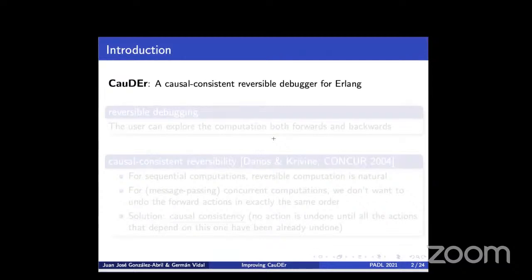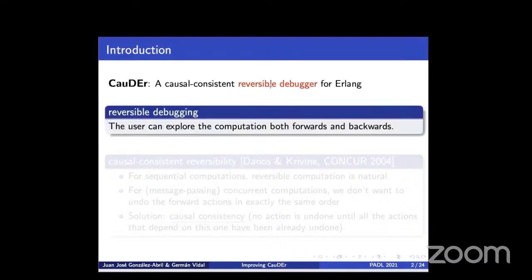So let me first briefly introduce Coder. As I said before, this is a causal, consistent, and reversible debugger for Erlang. I think that the notion of reversible debugging is very intuitive. In our debugger, you can explore a computation in the standard forward direction, and if at some point you see some incorrect behavior, then you can start undoing the steps. That is, you can start going in the backwards direction and try to find the cause or the source of this error. I think this is a very intuitive idea.